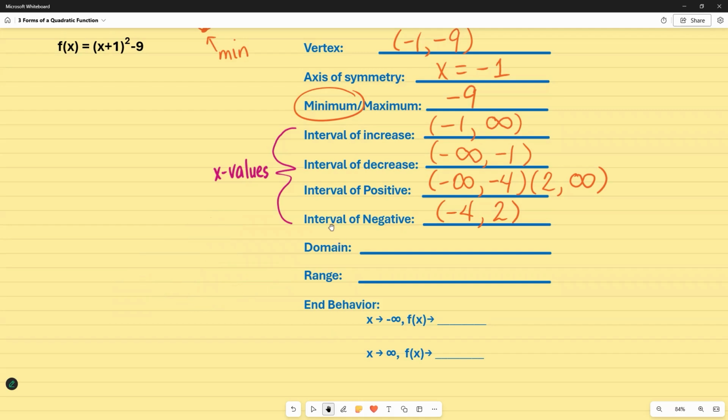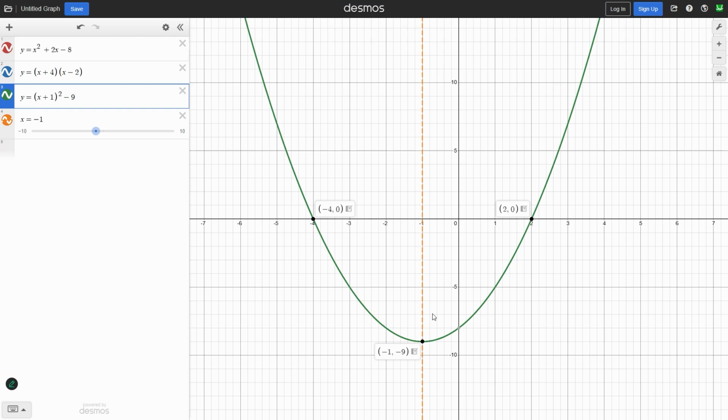Unless it's a word problem, your domain for quadratics will always be all real numbers. All real numbers can be shown as negative infinity, always comes first, and then positive infinity. You can do this symbol, or you can write all real numbers. There's more than one way to indicate all real numbers. Your range goes from bottom to top.